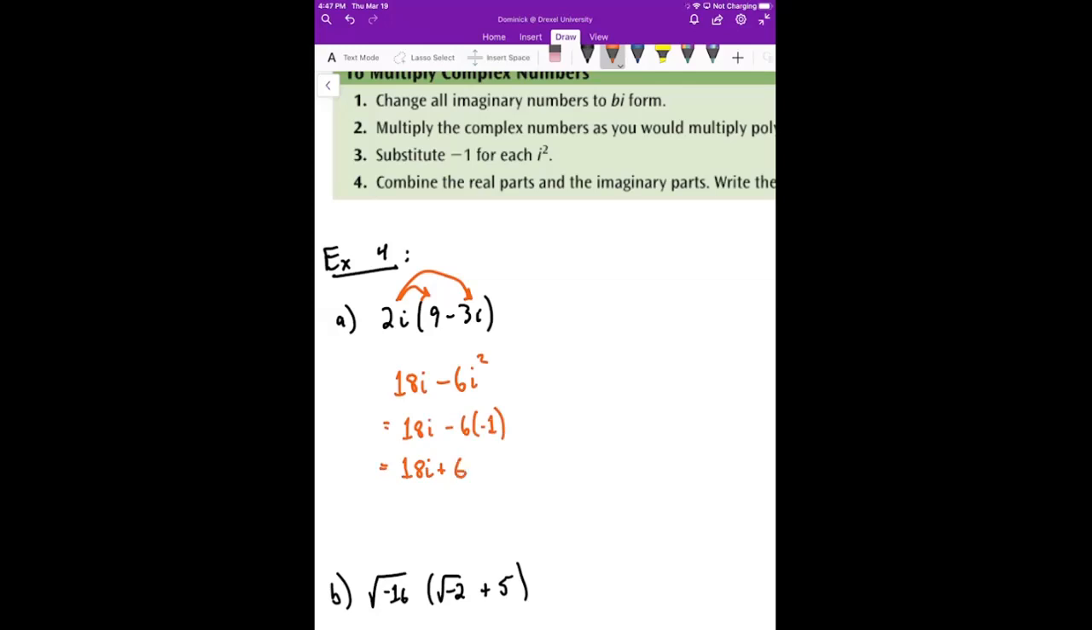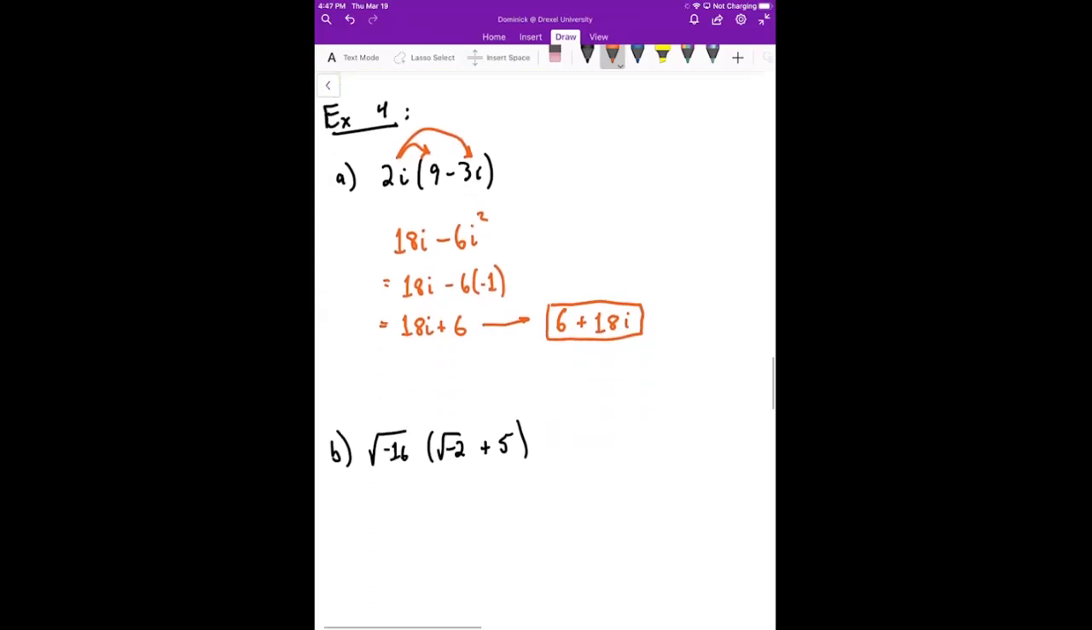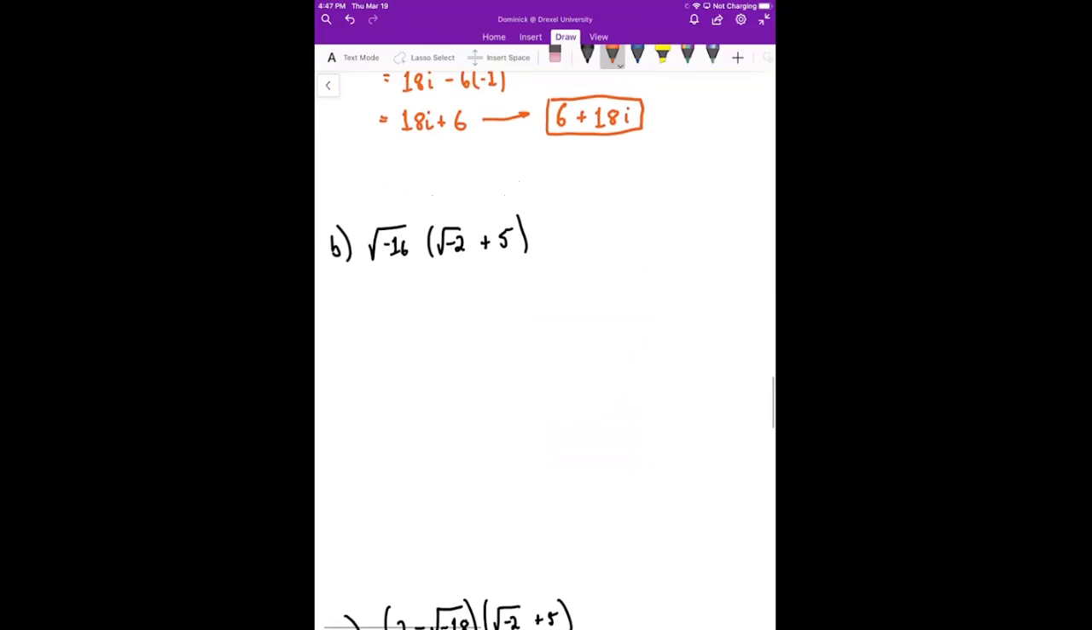If we really want to be thorough here, this would probably be fine as a final answer, but to be consistent we'll say this is a 6 plus 18i, just to put the real part first, imaginary part second. So that's not bad, especially if it's already given to you in a plus bi form.